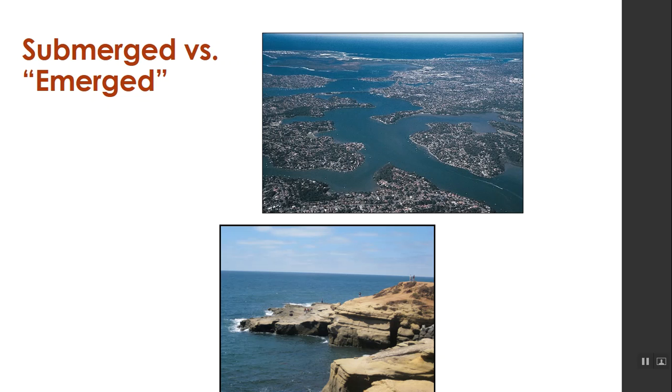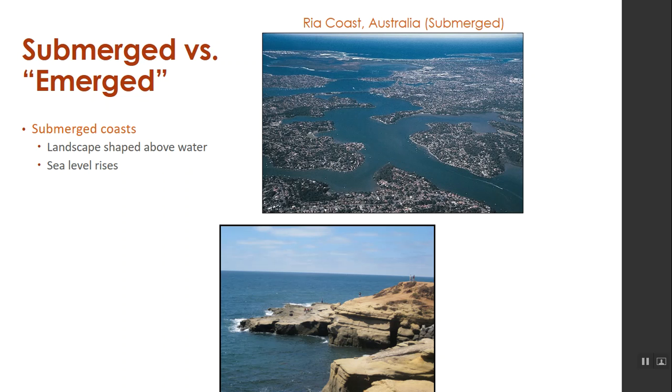I also want to talk about submerged versus emerged coast. Submerged coasts are basically landscapes that were shaped above water, and then the sea level rose and filled that water in, right? So you have the landscape form first, the water coming second. Here's the Ria Coast in Australia. You have a landscape that was formed by a river, but then the sea level rose after the last ice age, filling in that coastline, but it was not formed by that ocean water.